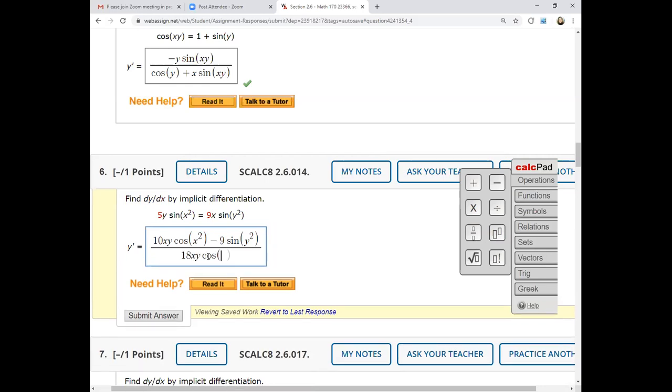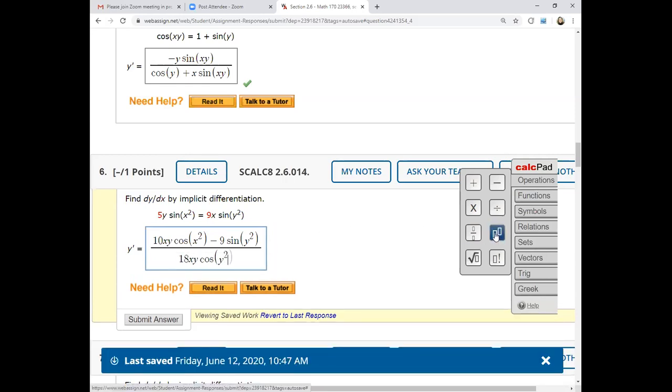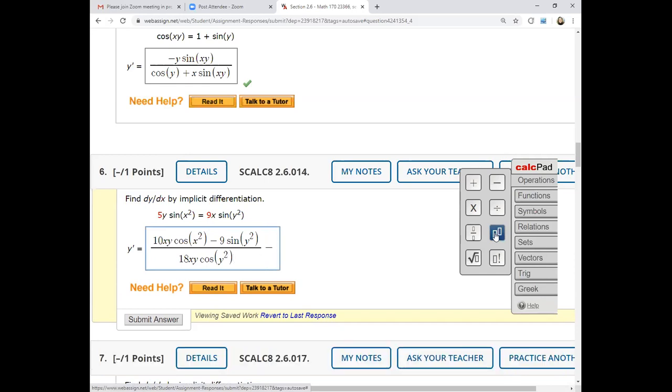Minus 18, yeah, cosine y squared. Minus 5 sine x squared. No, that goes on the bottom. Oops, I didn't mean to do that.